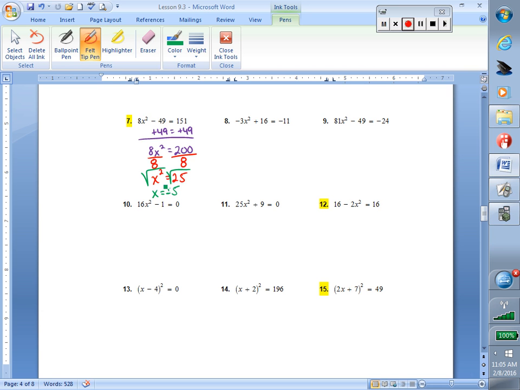You can write it with the plus minus. For some people, they don't like the plus minus. That's okay. So you can put x equals 5 or x equals negative 5. You can split it apart and write it 2 separate, that's fine. You can use your plus minus. I don't care which way you do it.